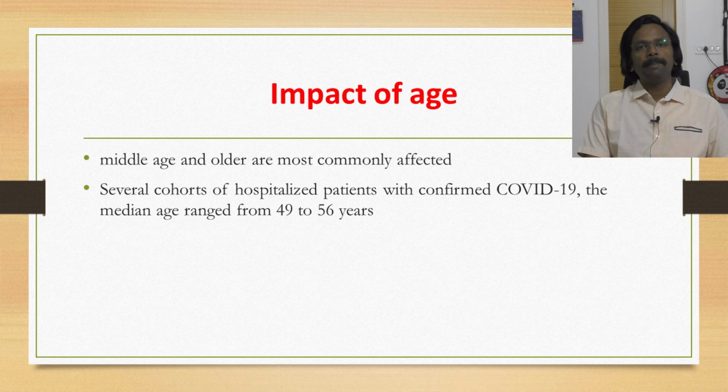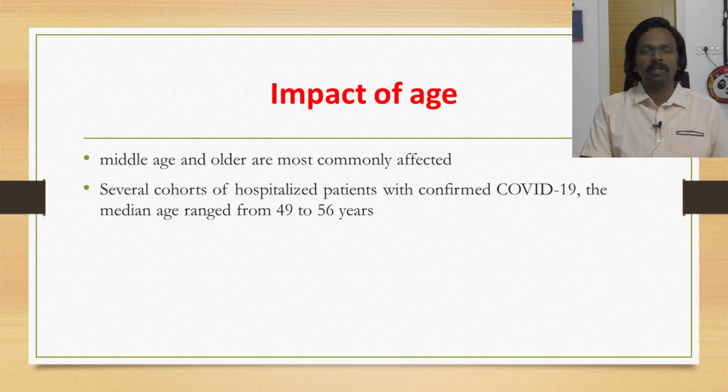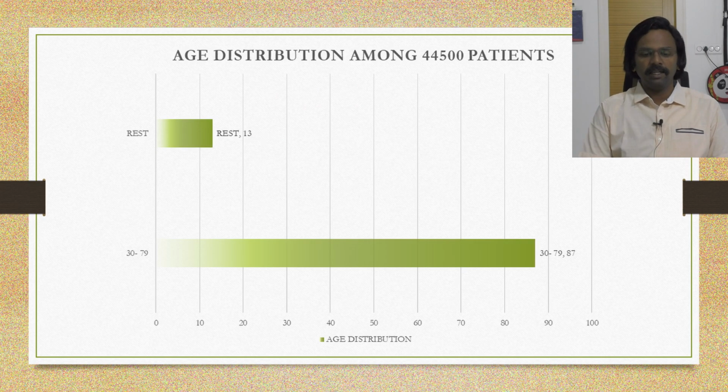Now we talk about the impact of age. We already understood that the higher the age, the chances of mortality and morbidity are greater. So the most important predictor of mortality is age. Middle age and older are the most commonly affected. A study done in 44,500 patients clearly showed that 87% of COVID patients are between the age group of 30 to 79 years.